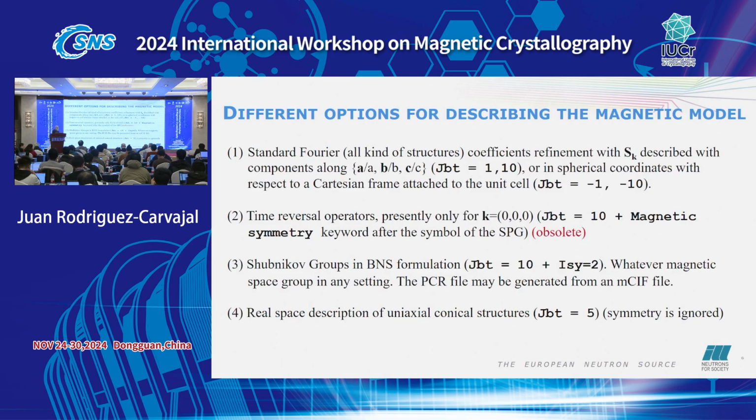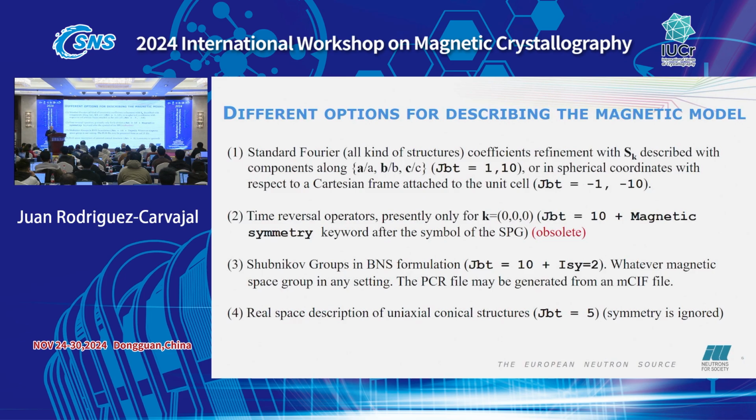Then you have other methods for people that are not familiar with the symmetry, crystallography, but who use them also. For example, you can use real space description of uniaxial conical structure. This is the first incommensurate magnetic structure, which was done by Hastings a long time ago. Then they produced a way of describing that using conical structure. JBT equal to 5 is for describing uniaxial conical structure.